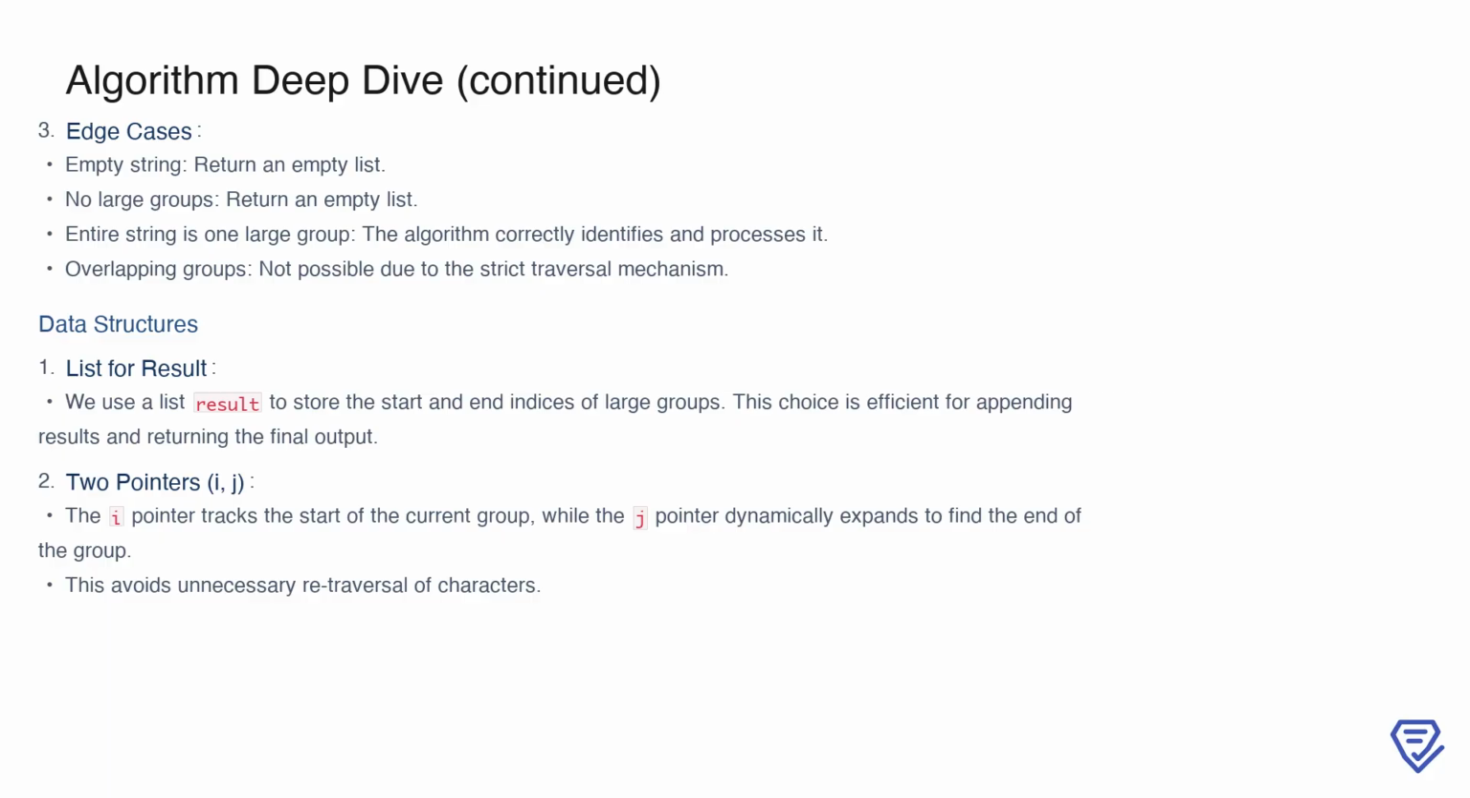Overlapping groups don't occur due to the way the pointers i and j traverse the string, ensuring non-overlapping processing. Additionally, the choice of data structures is crucial for efficiency. We use a list to store results because it allows for quick appending, and the two-pointer technique with i and j ensures that we avoid redundant traversals, keeping the algorithm streamlined.